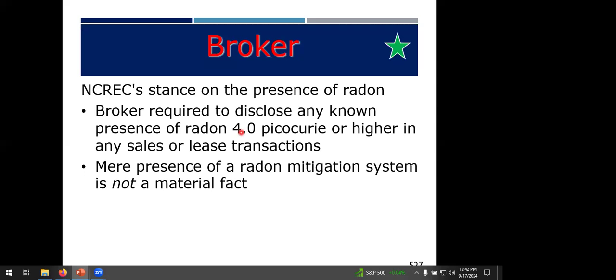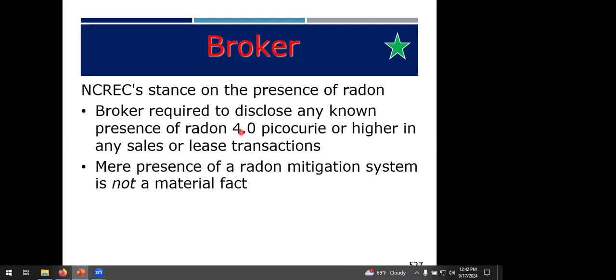Property goes back on the market. Listing agents, do you now have a material fact? Do you now know for sure that that radon level was more than 4.0? So guess what? When you go back on the market, you have to disclose that high radon level.